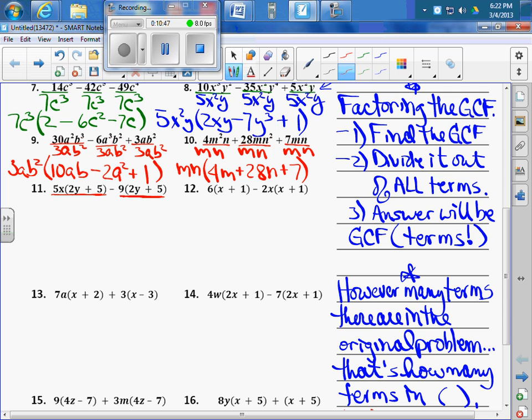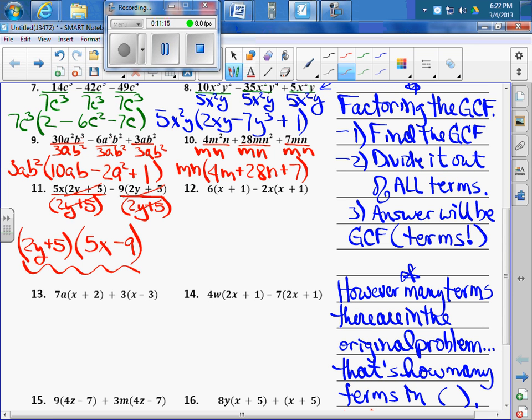So what do we do with that greatest common factor? We divide it out. So we're going to take 2y plus 5 and put parentheses around it. Keep the parentheses around there. And we're going to divide that out, just like we did above. And we're going to have 2y plus 5, whatever that parentheses is, bring it down. When this cancels, you're left with 5x. When this cancels, you're left with minus 9. And there is your final answer.